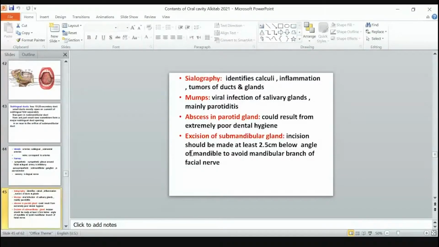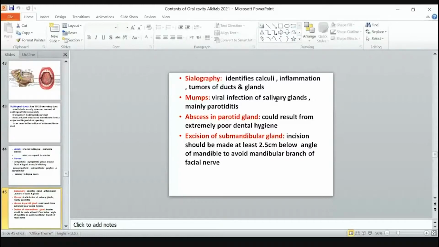Now, testing for the salivary glands, we use radio-opaque material. We inject radio-opaque material, opaque to X-rays, so it appears white. We inject these materials through the openings of the ducts, for example, for the parotid or for the submandibular. We inject through the opening of the duct and then take an X-ray. This process, we call it sialography.